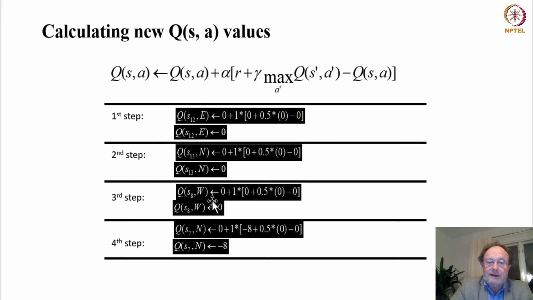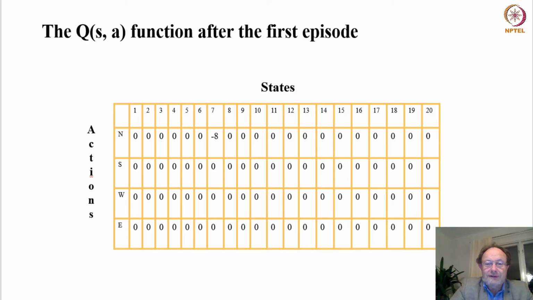Not much happened here until the end. It's only in the 4th step that we get a new Q value in one of the table entries. So it's still a very boring table. Now we got a -8 in one element.